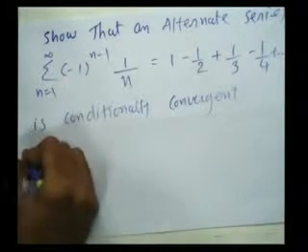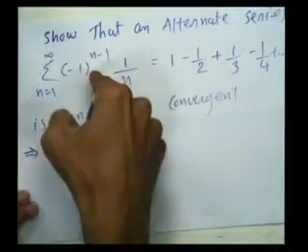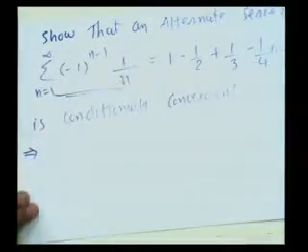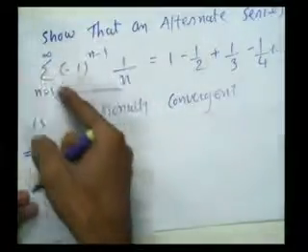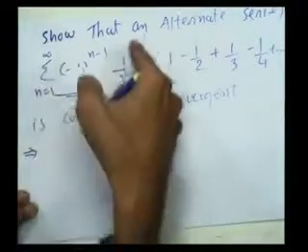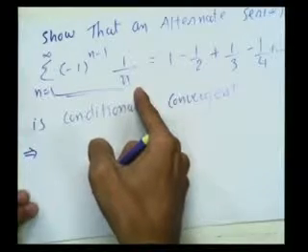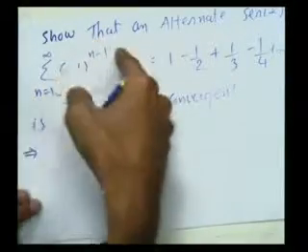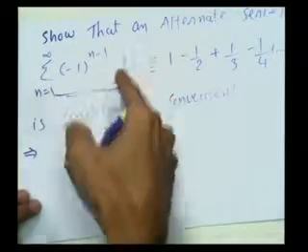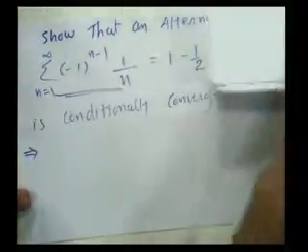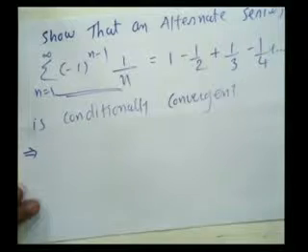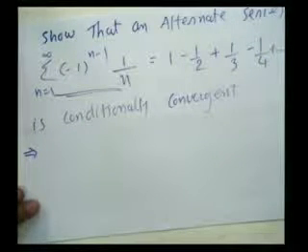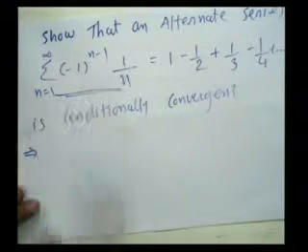So what do we need to prove? We need to prove that this alternate series is convergent. But if we take the absolute series, that is the modulus, then the (-1) raised to n minus 1 part will equal 1, and the remaining part is sigma 1 upon n. So we need to prove that this series is convergent, but the absolute series of this is divergent. Then this series will be conditionally convergent.